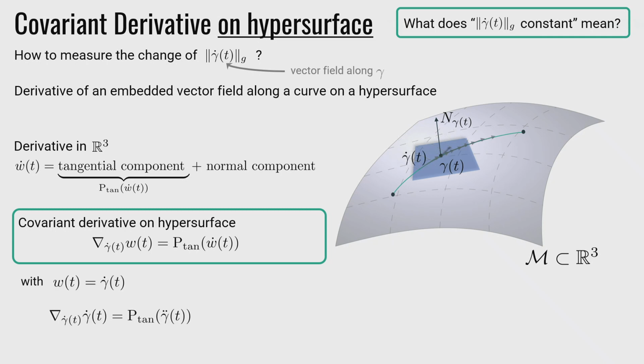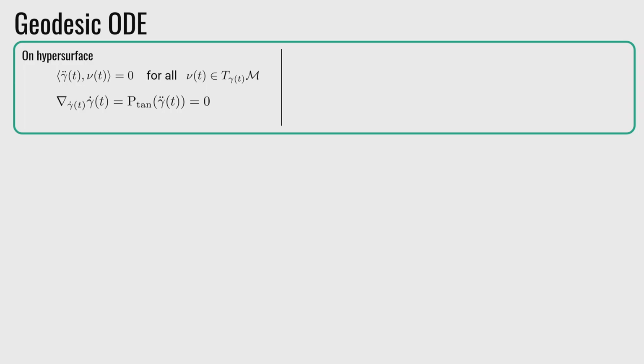So if we apply this now to the time derivative of our gamma dot, then it's actually the tangential projection of the second derivative. And now this allows you to actually reformulate what we've seen before. So we saw that geodesics as minimizers of the path energy on a hypersurface fulfill this property that the acceleration vanishes in tangential direction. And now the second line is just rewriting exactly this condition in terms of the covariant derivative. So saying, okay, for a geodesic, this term has to vanish.